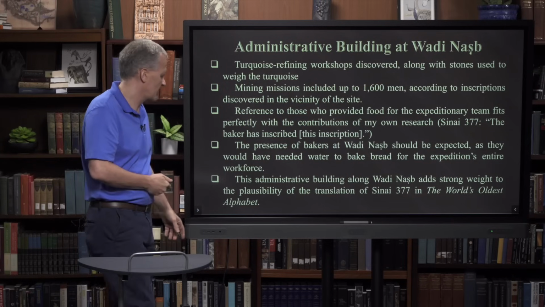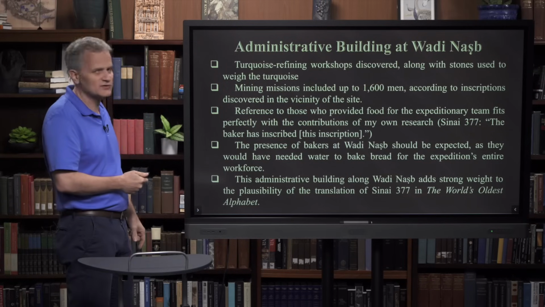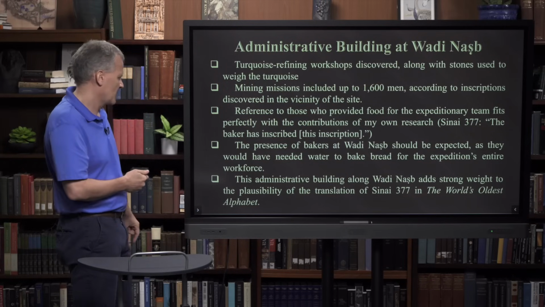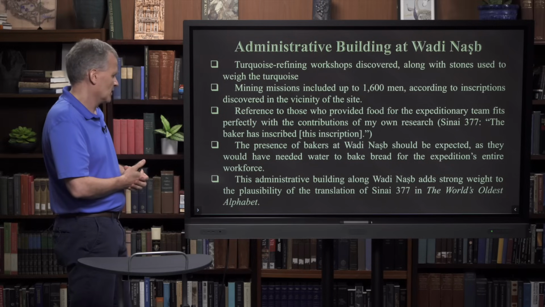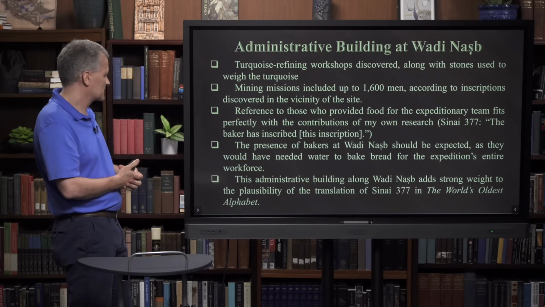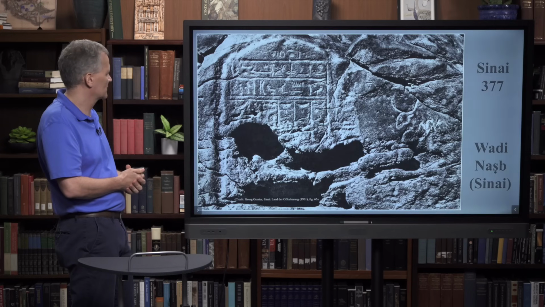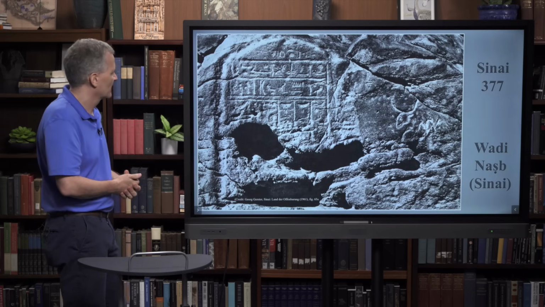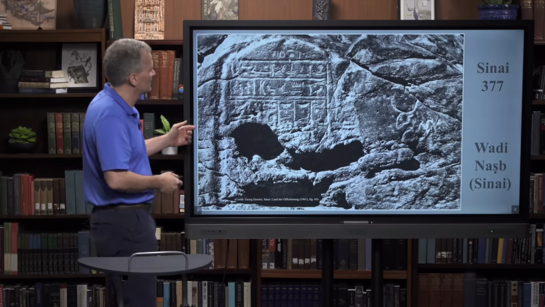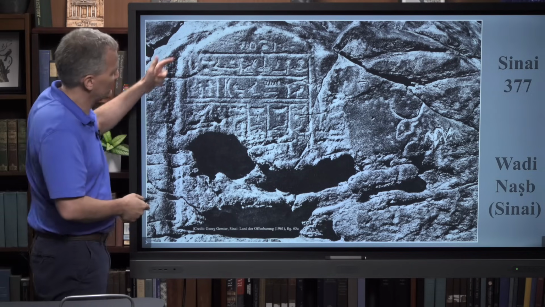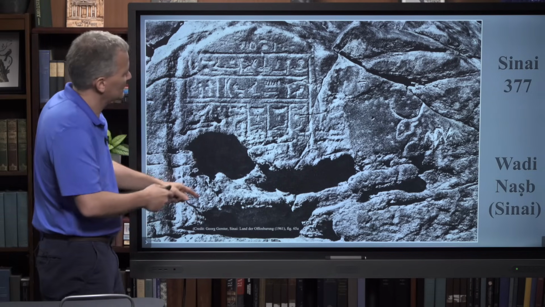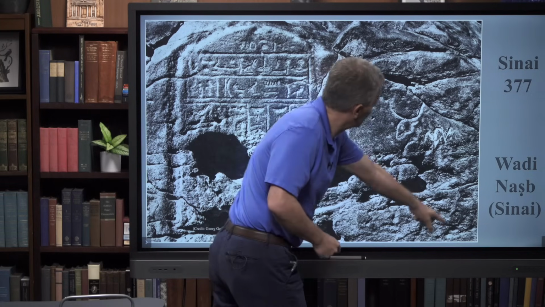the archaeologists found. So this administrative building along Wadi Nasib adds strong weight to the plausibility of the translation of Sinai 377 in my book, The World's Oldest Alphabet. And here is a picture of Sinai 377 actually, this one here is Sinai 377 from Wadi Nasib.